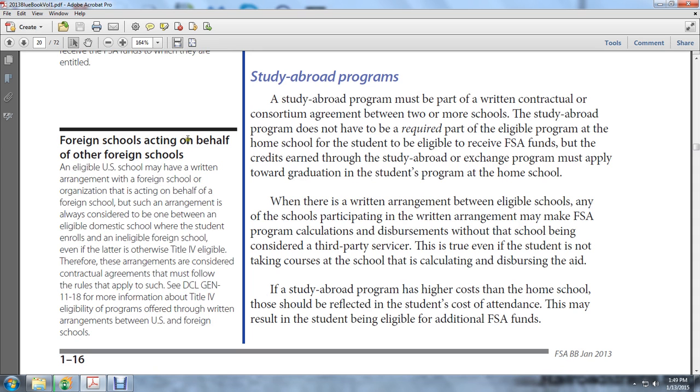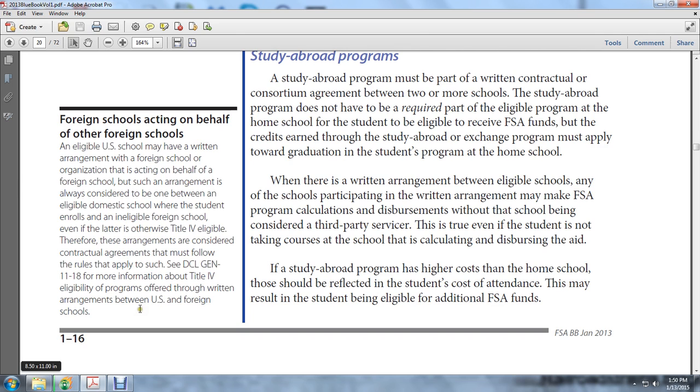For foreign schools or organizations acting on behalf of foreign schools, an eligible U.S. school may have a written arrangement with a foreign school or an organization acting on behalf of the foreign school. Such an arrangement is also considered one between an eligible domestic school and the foreign school, whether or not the student enrolls in an ineligible foreign school, even if the student is otherwise entitled to eligibility. Therefore, these arrangements are considered contractual agreements that must follow the rules that apply to them, such as DCL GEN 11-18. For more information, see Title IV eligible programs offered with written arrangements between U.S. and foreign schools.